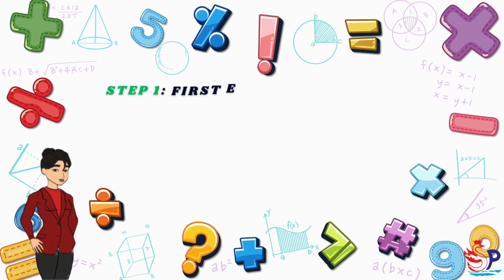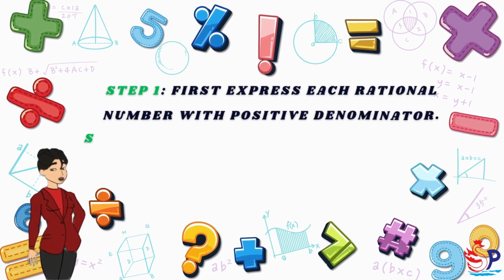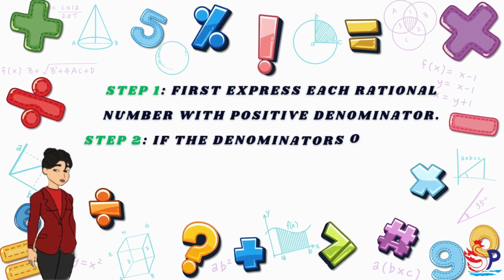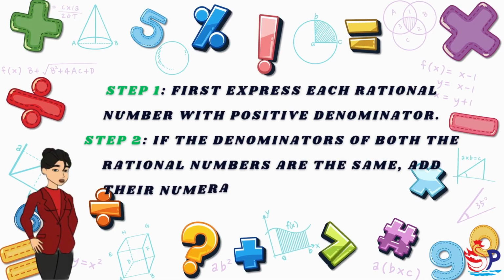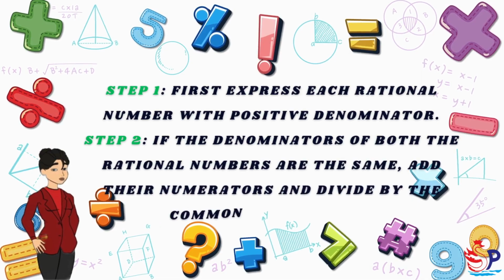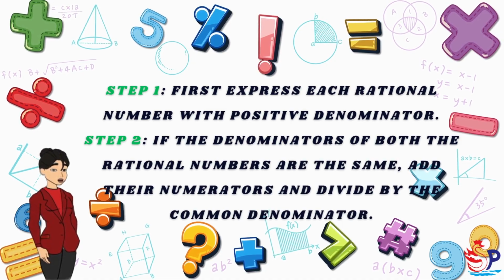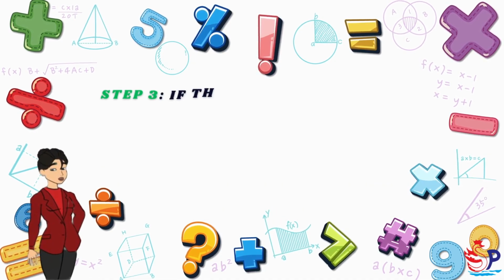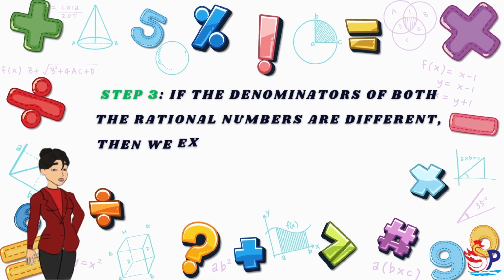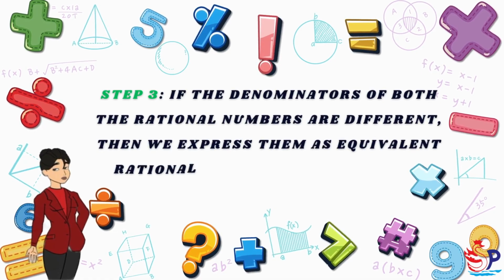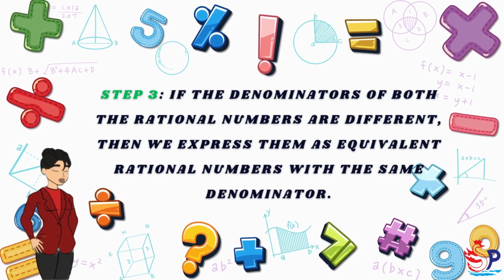Step 1. First express each rational number with a positive denominator. Step 2. If the denominators of both the rational numbers are the same, add their numerators and divide by the common denominator. Step 3. If the denominators of both the rational numbers are different, then we express them as equivalent rational numbers with the same denominator.